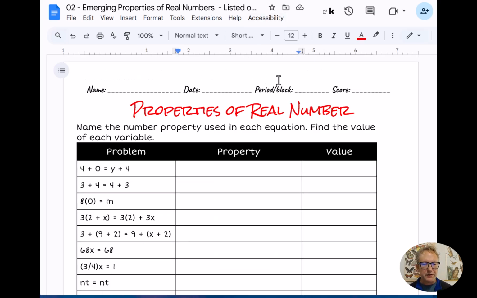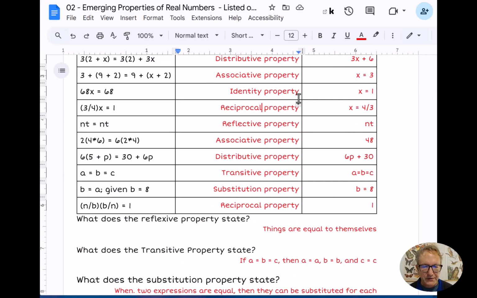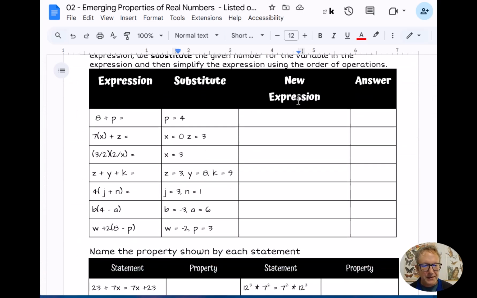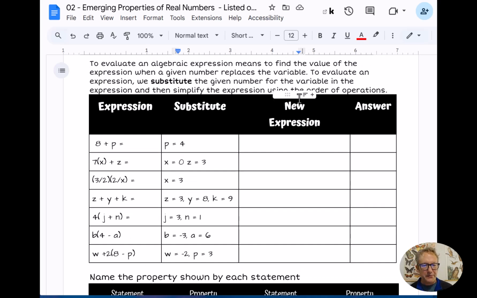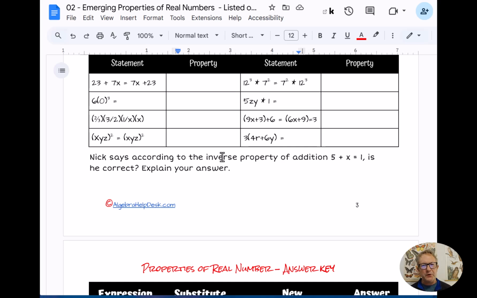The emerging worksheet pretty much starts where the entry level one stops. There's more questions here for kids to have discussions with. Once again, we have an answer key for each section. Here we're given an expression. We're asking students to substitute, in this case P for 4. We're going to write a new expression. And we're practicing the substitution property, which is really important when we get to systems of equations, when they have to substitute one equation in for a variable.